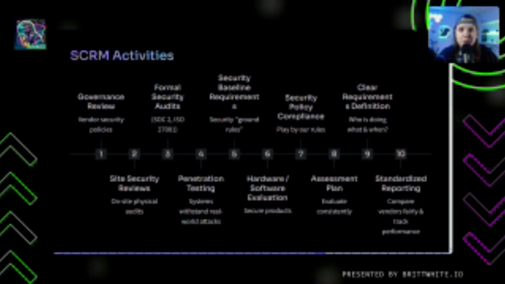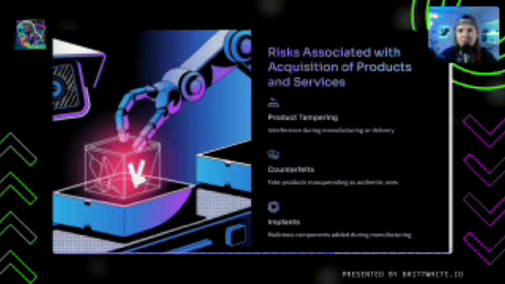Let's walk through the 3 major risks we need to watch out for when acquiring products and services from vendors. First, there's product tampering. This happens when someone interferes with products between manufacturing and delivery. Imagine someone intercepting a shipment of keyboards and secretly adding hardware keyloggers. They look normal, but they're now recording everything you type. This can lead to system breaches, malfunctions, or even safety issues.